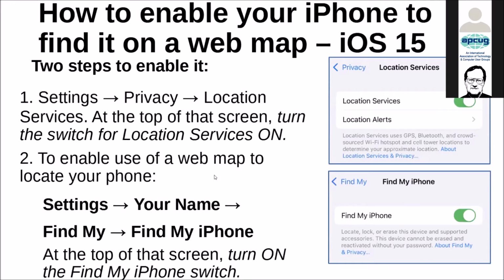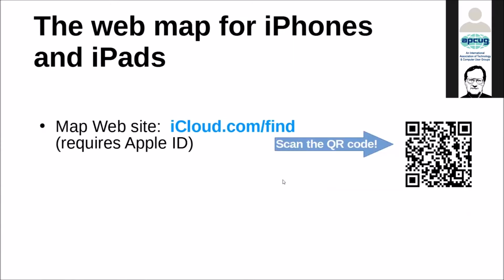Let me back up. Now, the second thing you need to do is enable the phone to be found. Now that Location Services is on, you need to share that with the iCloud site. So here's what you do. Again, in the Settings app, you tap on your name, which is usually at the top. Then under the page that starts with your name, you tap Find My, and then in that page, Find My iPhone. And you can see that depicted on the right here. It has a switch also at the top called Find My iPhone. Turn that switch on. Once you've done that, you're ready.